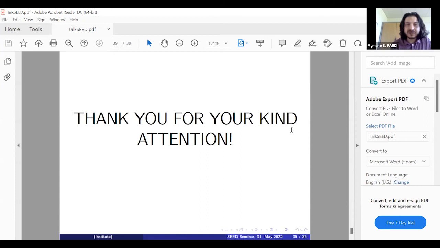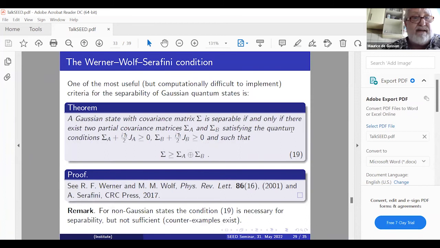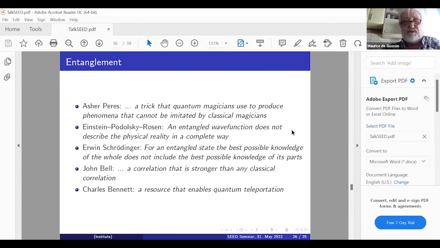Well, thank you. Then I can quickly say something about entanglement here. Perhaps you have heard the word, following Schrödinger. It's a trick that quantum magicians use to produce phenomena that cannot be initiated by classical magicians. Einstein, Podolsky, Rosen: an entangled wave function does not describe the physical reality in a complete way. They were wrong, by the way, as is known today.